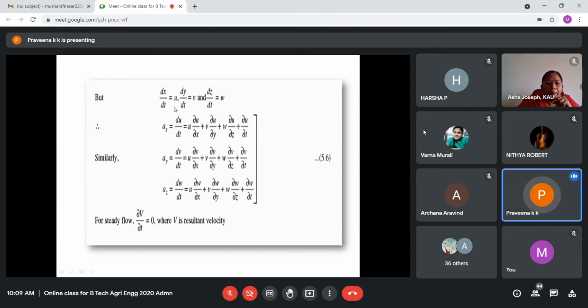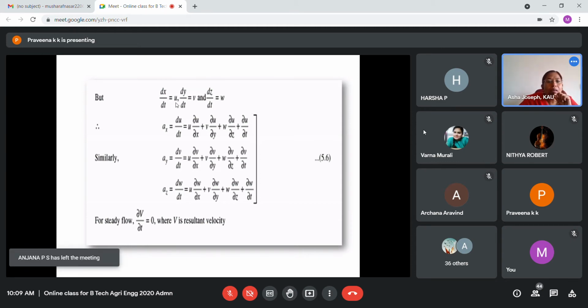Sorry, before that, dx by dt will be... Ravina, I'll explain. Okay, see, that is the velocity in the x direction. That is dx by dt. Distance dx divided by time means velocity in the u direction. dy by dt means it is the velocity in the v direction. dz by dt, because you know distance by time is velocity by the concept. So like that only dz by dt. So this can be substituted in our chain rule of differentiation.